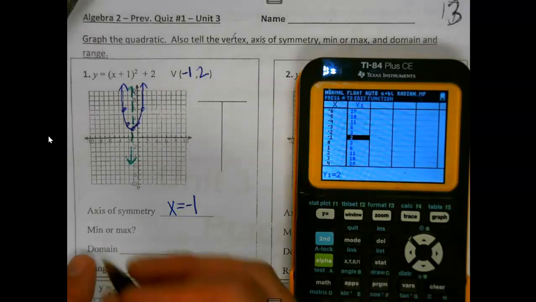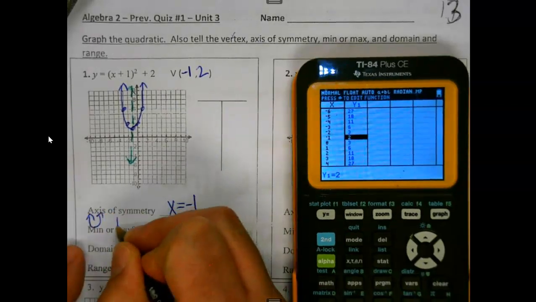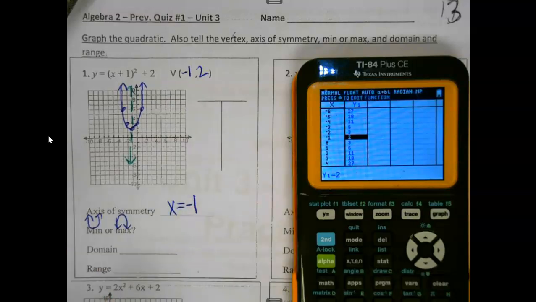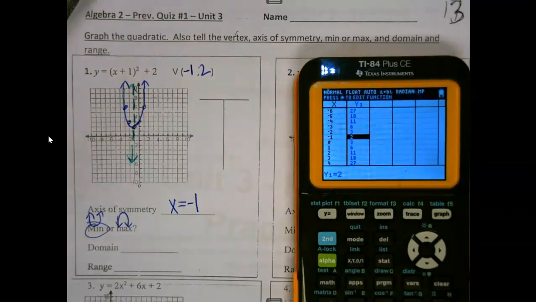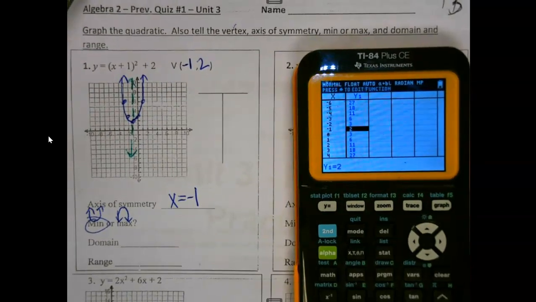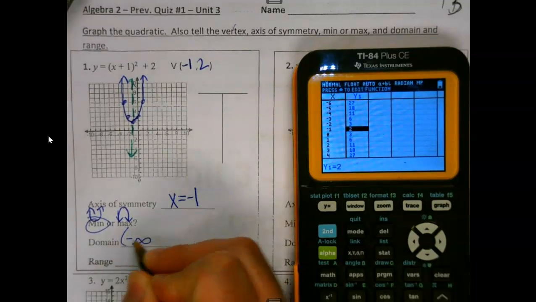Is it a min or a max? Again, if we're opening up, it's going to be a min. If we're opening down, it's going to be a max, so it's opening up. That's a min. Love this. And then domain and range. Remember, domain is the free square.